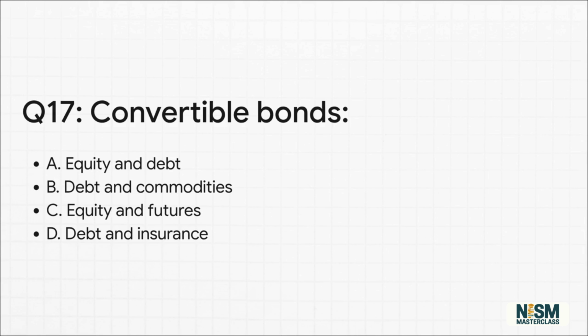The correct answer is option A, equity and debt. These are really fascinating instruments. They start their life as traditional debt, usually offering a lower coupon rate to the issuer, but they give the investor the distinct option to convert that debt into equity shares later on. That lets you capture the potential upside of the company's stock growth.